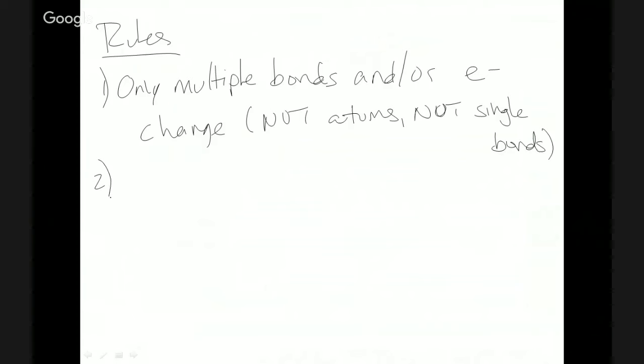Number 2, they must be valid Lewis structures. We'll talk about what we mean by that. We'll show some invalid structures. They got to be valid Lewis structures.